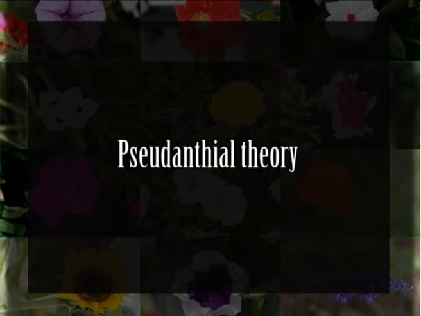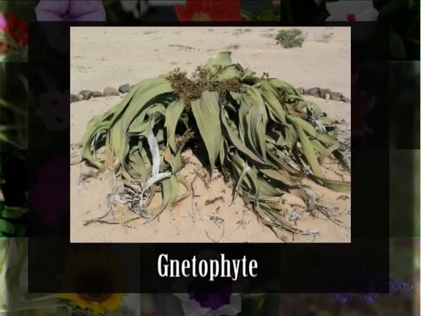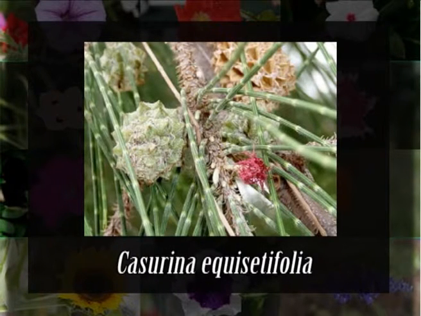Now, let us discuss the Pseudanthial theory. Commonly associated with the Englerian school, the theory was first proposed by Wettstein in 1907. According to this theory, wind-pollinated cone-bearing naked seed plants may be the ancestors of angiosperms. Engler and others concluded that angiosperms evolved from conifers, Gnetophytes, and certain catkin-bearing angiosperms such as the forerunners of Casuarina equisetifolia.